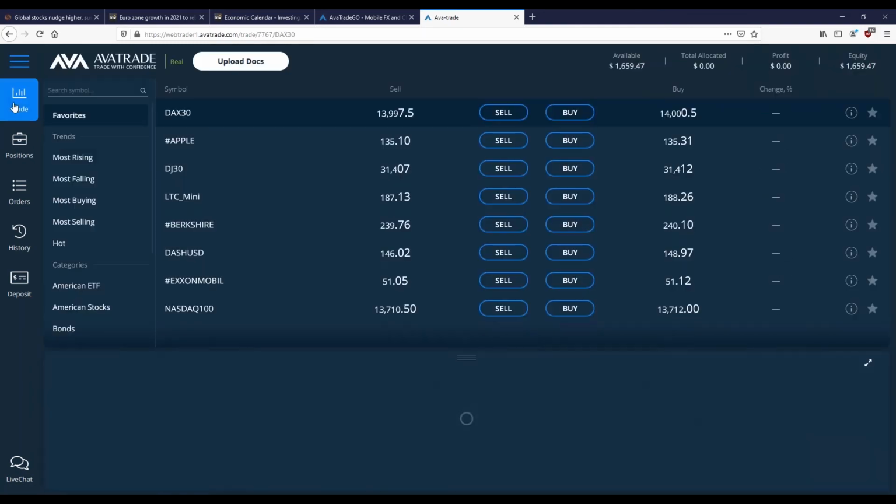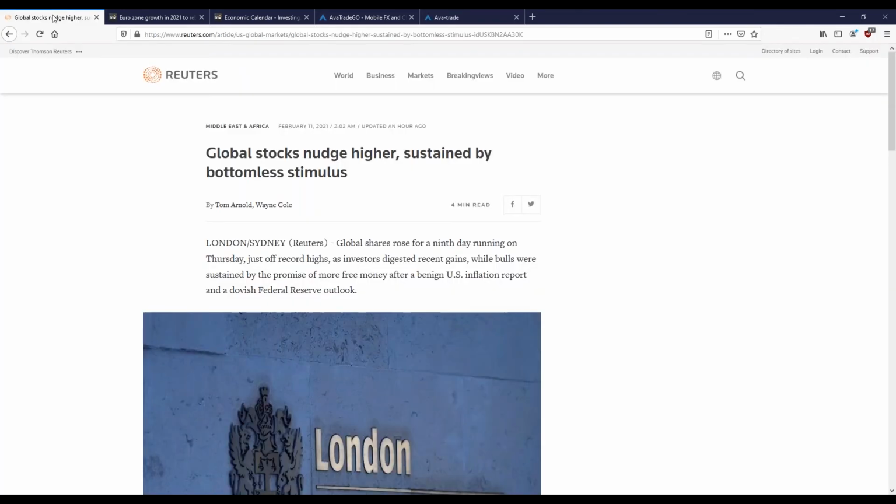All right, so let's quickly look at some headlines. What's come out? Global stocks nudge higher, sustained by bottomless stimulus. They're talking about bottomless US stimulus. I don't know, something like 4 trillion. That's trillion with a T. It's unheard of. We used to talk in millions, then billions. Now we're talking in trillions.